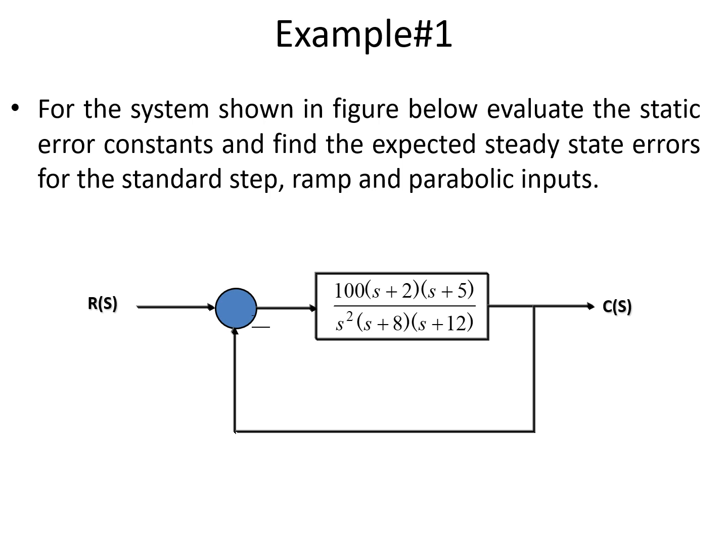Okay, now let's take an example and we will understand how to find out the error constant values for a given open loop transfer function. As you can see in the question, a block diagram is given with an open loop transfer function, and you are supposed to evaluate the static error constants and also the expected steady state error for the three inputs, that is step, ramp and parabolic input.